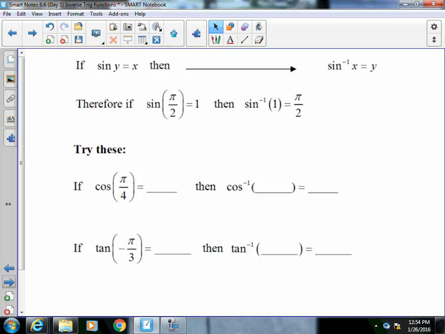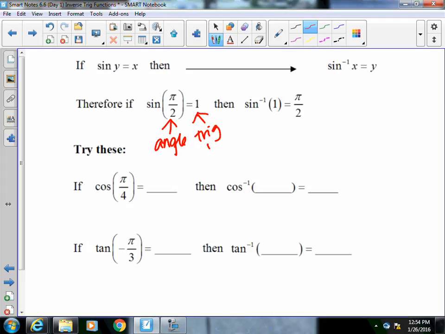Sine of pi over 2 equals 1. Then sine inverse of 1 equals pi over 2. When we're talking about a regular trig function, you plug in an angle, you get a trig value. When we're talking about the inverse, you plug in a trig value, and you get an angle. So it undoes what the trig function does.